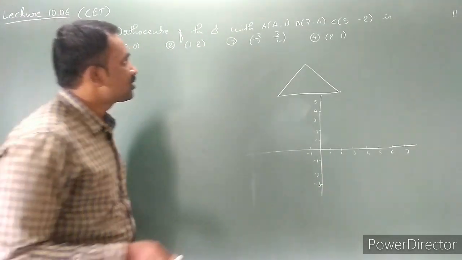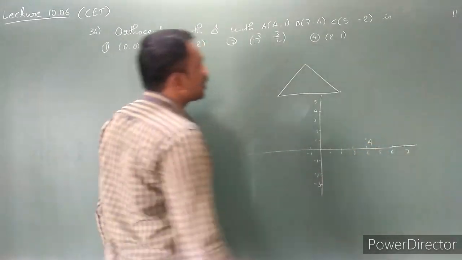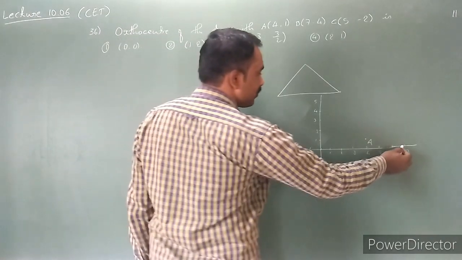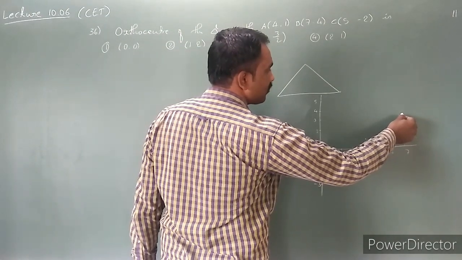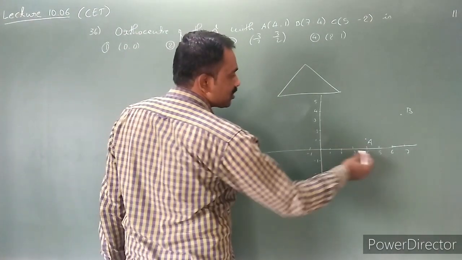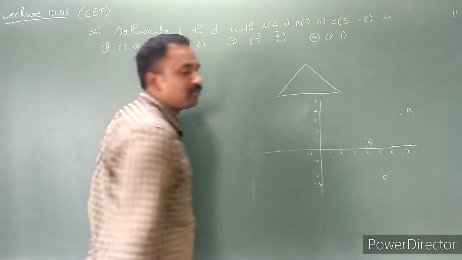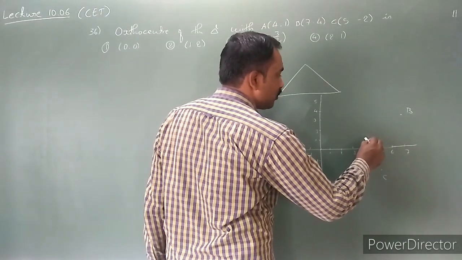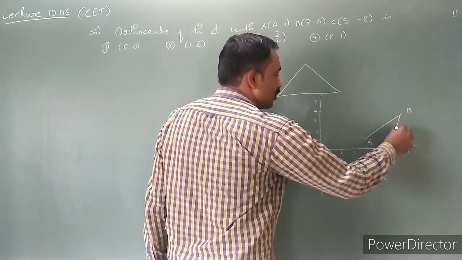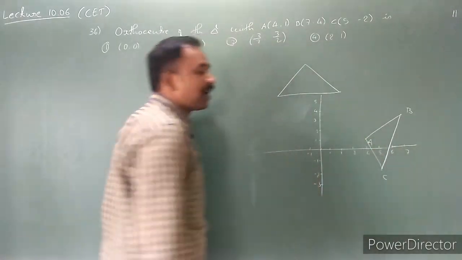Plot point A. Where is (4, 1)? Here is my point A. Next (7, 4), 7 is that and 4 is that. This is the point B. Next (5, -2), x coordinate 5, y coordinate is -2. This is (5, -2), point C. Join all the points A, B, C. We just get the triangle in this manner.